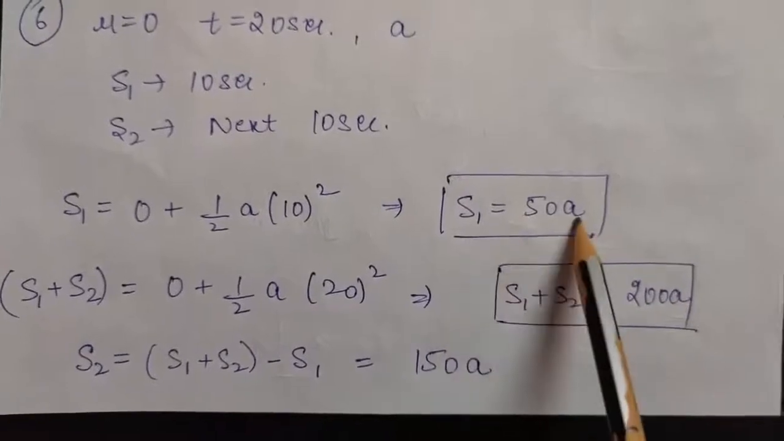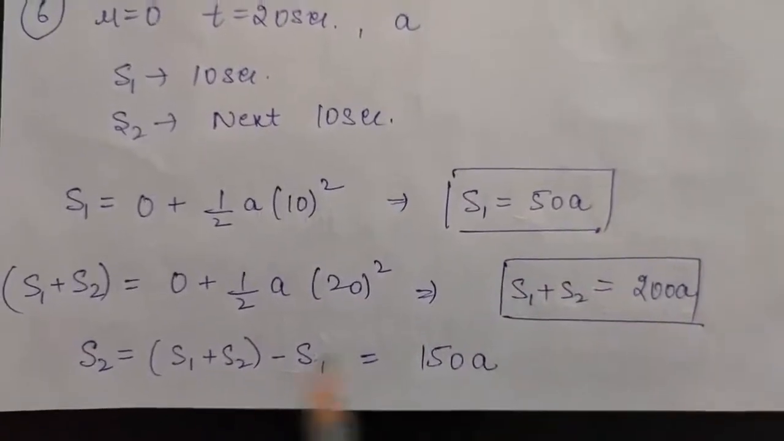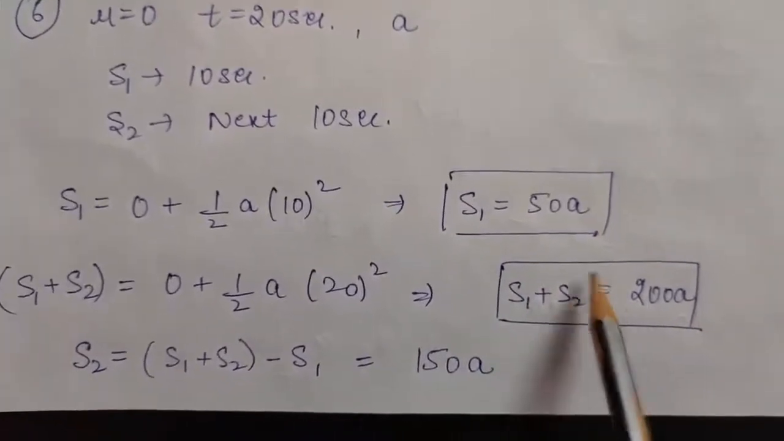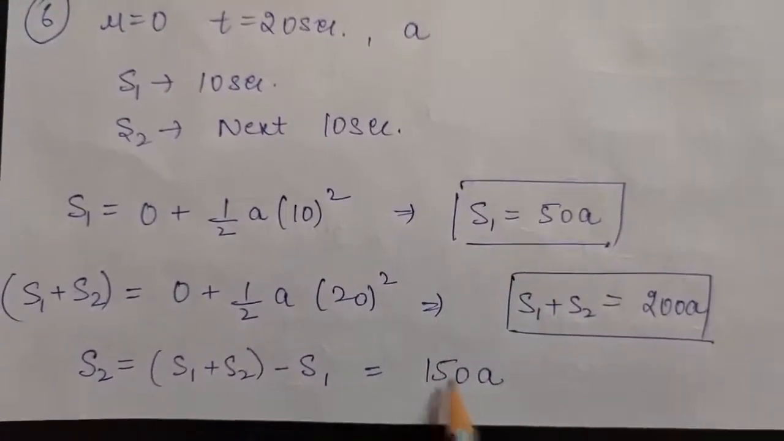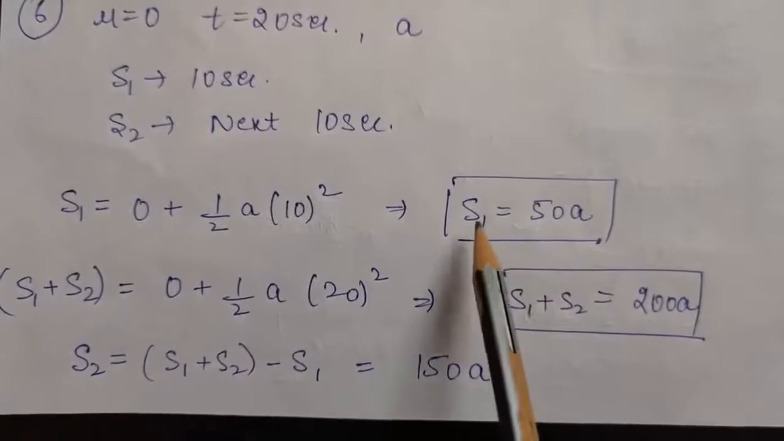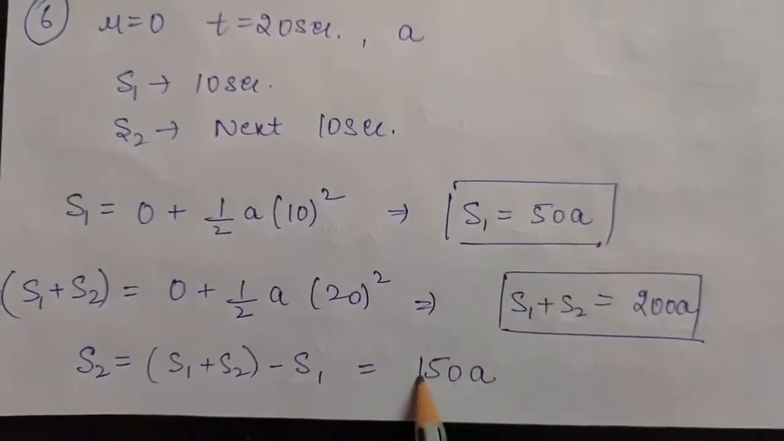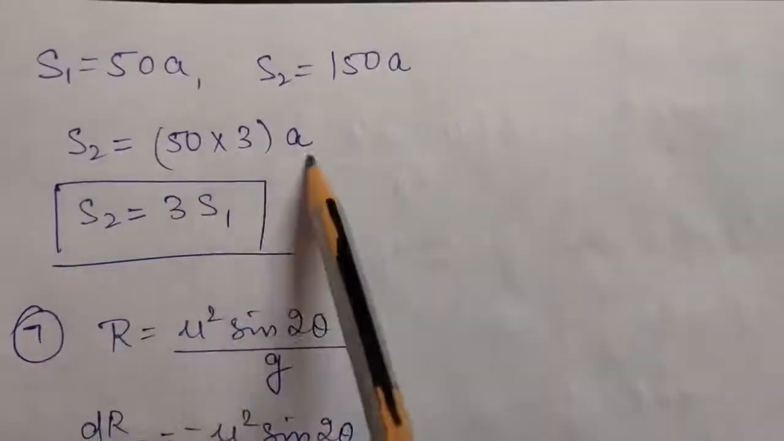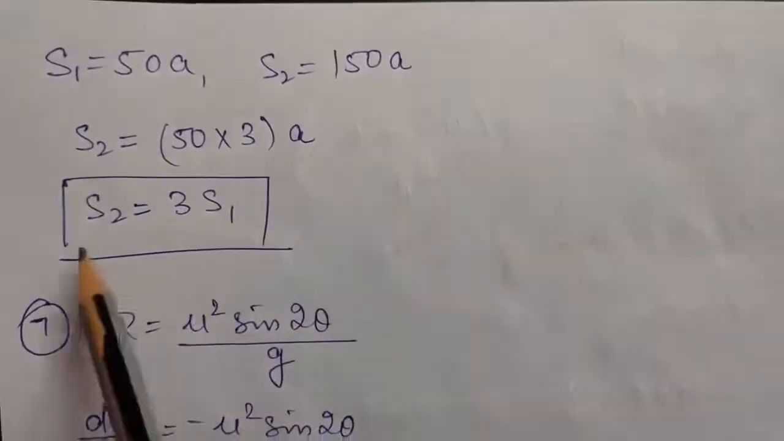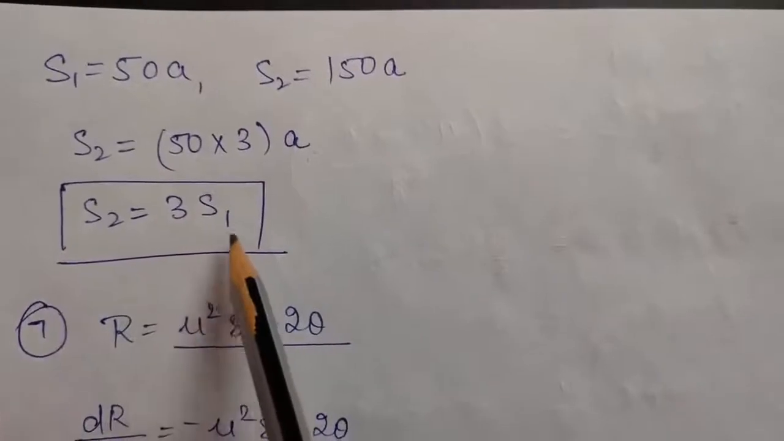Okay, so now you know s1, you know s1 plus s2. So you can easily calculate s2, that will be s1 plus s2 minus s1. So s2 will come to be 150a. So now s1 is 50a and s2 is 150a. So you can write s2 as 50 into 3a. Now 50a is s1. So therefore s2 will be 3s1.